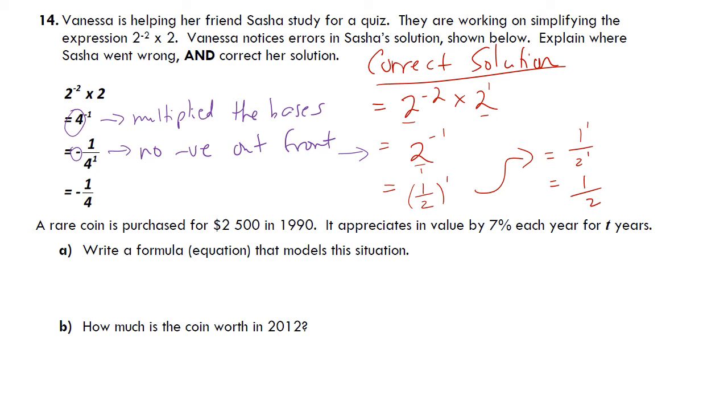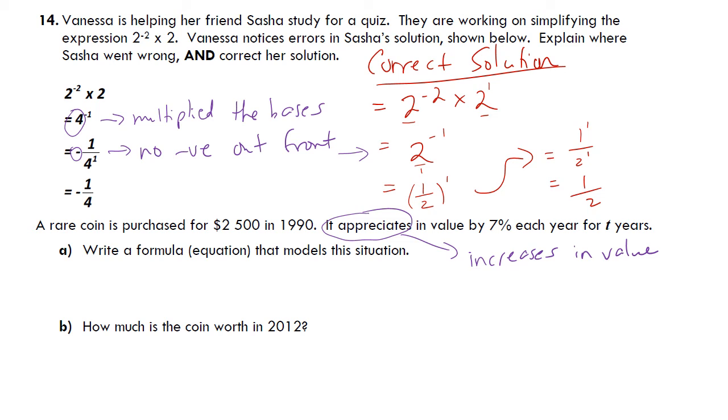And our last question of the review: a rare coin is purchased for $2,500 in 1990. It appreciates in value 7% each year. Write a formula that models the situation. So you have to know what the word appreciates means. And if you don't, I'm going to tell you, appreciates just means it increases in value. If you saw a question that said the opposite of appreciates, so it says depreciates, that would mean it decreases in value.